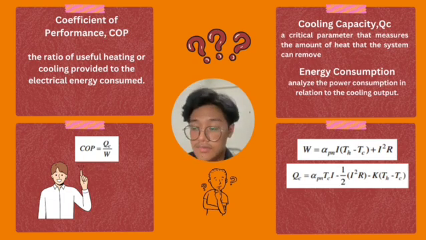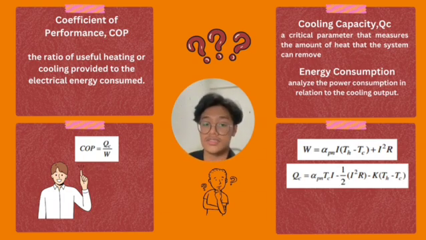So as you can see, the formula of these two, cooling capacity and energy consumption, is different from the general air conditioning because we use the circuit thermoelectric. So in this formula, we add current, resistance, and Seebeck effect.